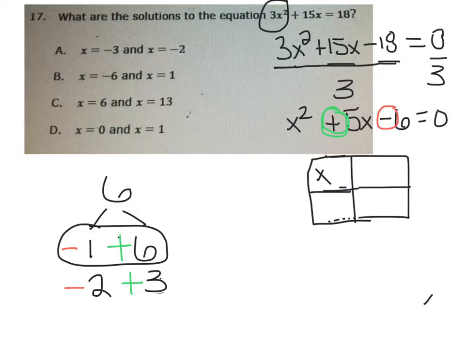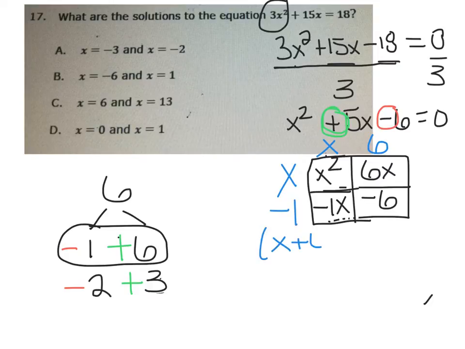So I'm going to put my first term in my first box and my last term in my last box, and then I'm going to use the factors and put 6x and negative 1x, and then I'm going to factor. 6x and negative 6 have a 6 in common. X squared and negative x have an x in common. X squared and 6x have an x in common, and negative 1x and negative 6 have a negative 1 in common. So this factors into x plus 6 and x minus 1 equals 0.